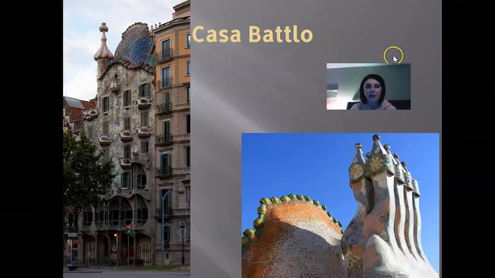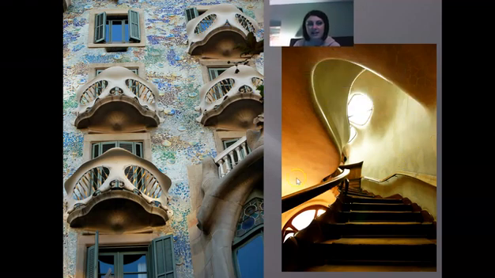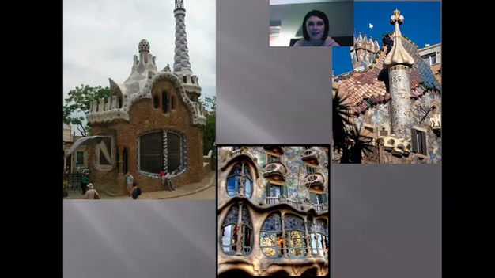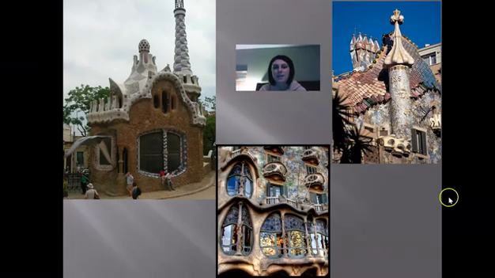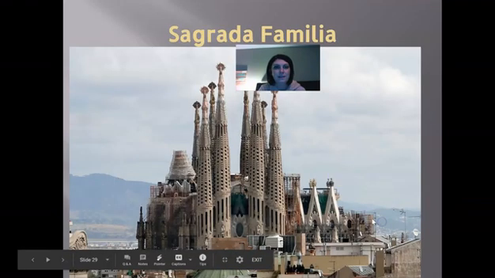This is another one. This is Casa Batlló, and you can see it almost looks like fish scales on the outside of it, fish or dragons. And then the inside, you can still continue to see that. And it almost looks like sand that's creating these little balconies on the outside. These are some of the other houses that Gaudi has done, very nature inspired.